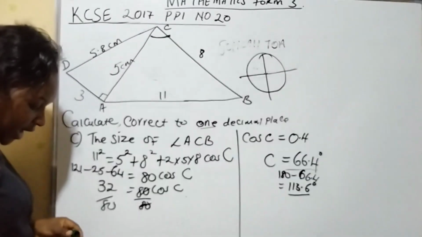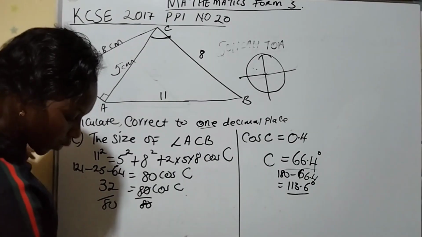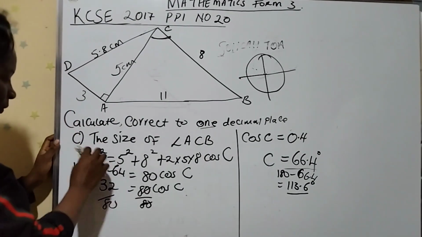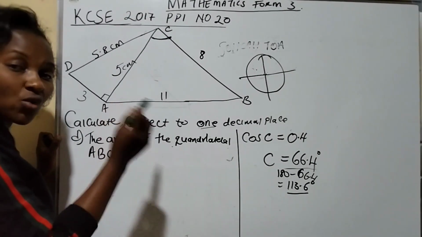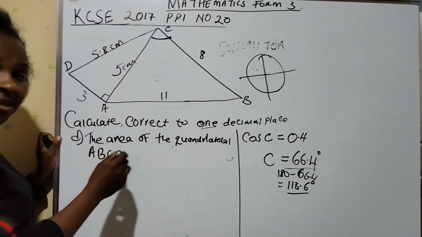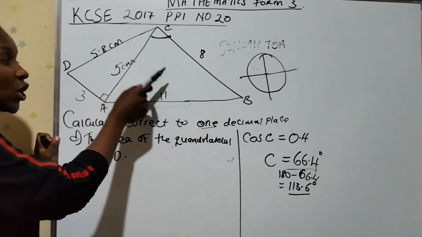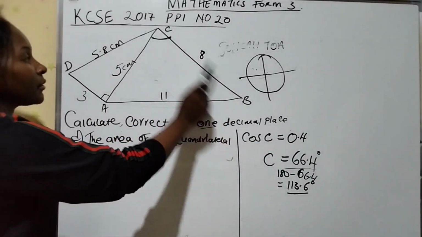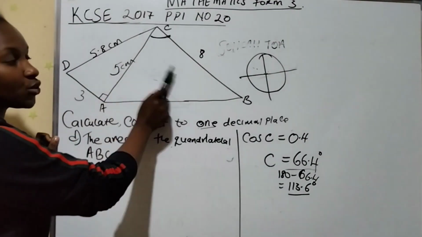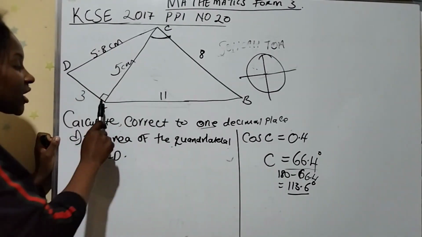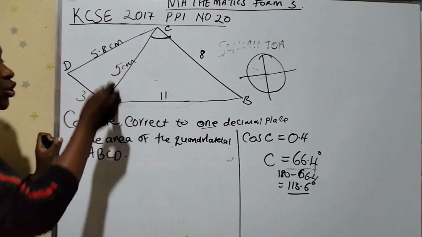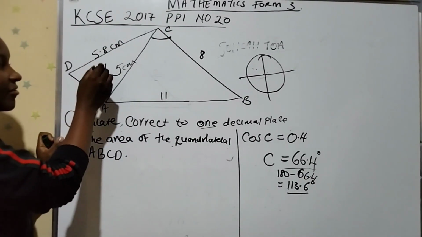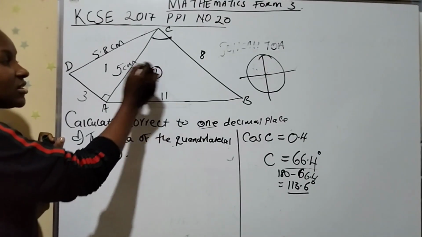So I want us now to look at the last part of that question, that is number D. Number D reads: the area of a quadrilateral ABCD. So we have the first triangle and the second one. When we join the two, we are going to have that quadrilateral ABCD. So now it is wise for us to divide the two. Here we have the first triangle and the second triangle.